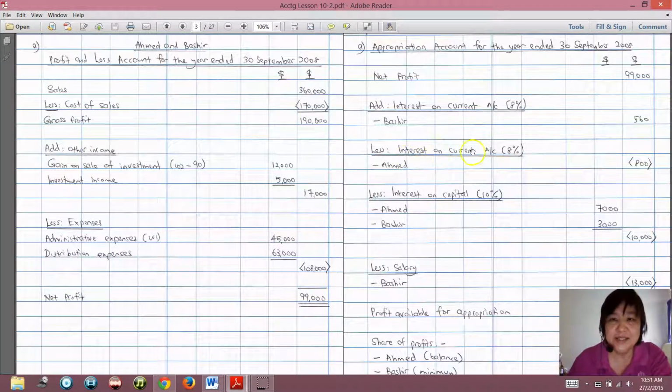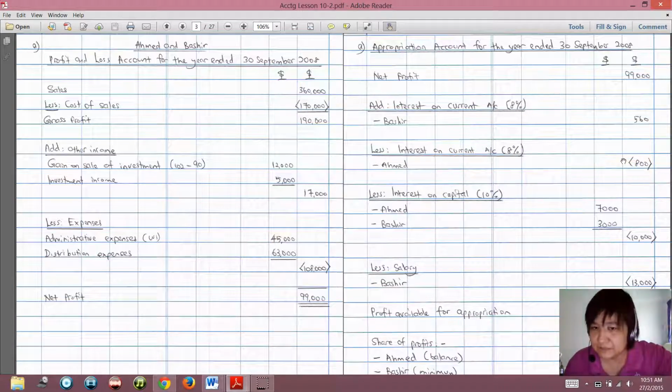And then here less. So that means this one is an expense, but this expense is an expense to the partner. That means it's paid to the partner. So in the profit and loss account, all the income is from the outsider. In the appropriation account, all this income is from the partner. All the expenses are to the partner. Okay. So you look at the question paper.